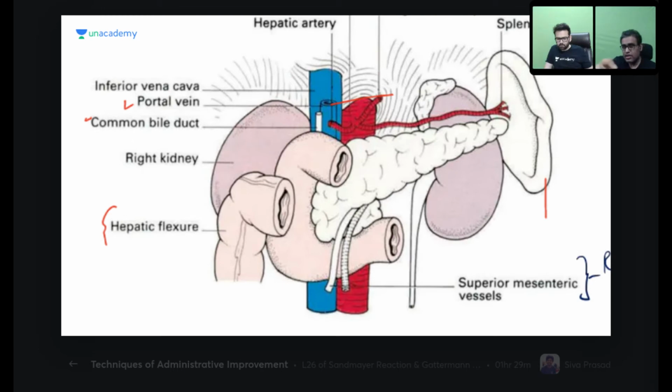So behind the aorta and IVC, you have the vertebrae. Don't forget that. And in the vertebrae, you have the spinal cord. It is ending over here.